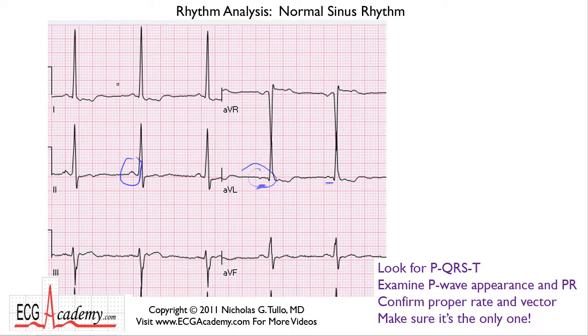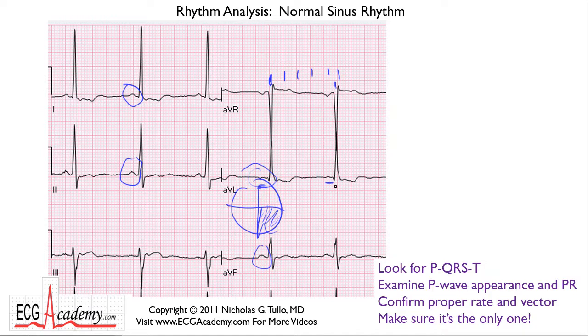Nice and large. The P waves are upright in 1 and in AVF, and that confirms that it's in the lower left-hand quadrant. And the rate here, we see this QRS lands on a heavy line. So we'll count 300, 150, 100, 75, 60. A little bit faster than that, I'd say 64 beats per minute. So this is a normal sinus rhythm as well.